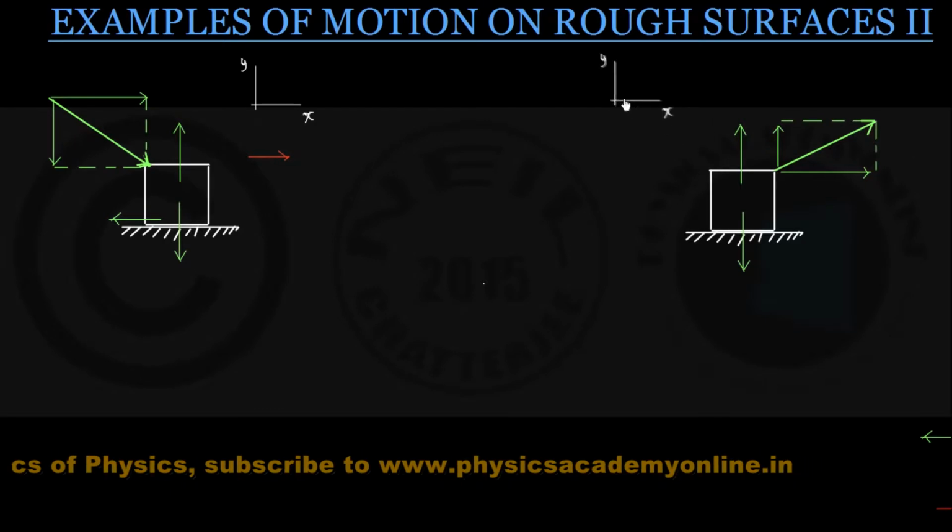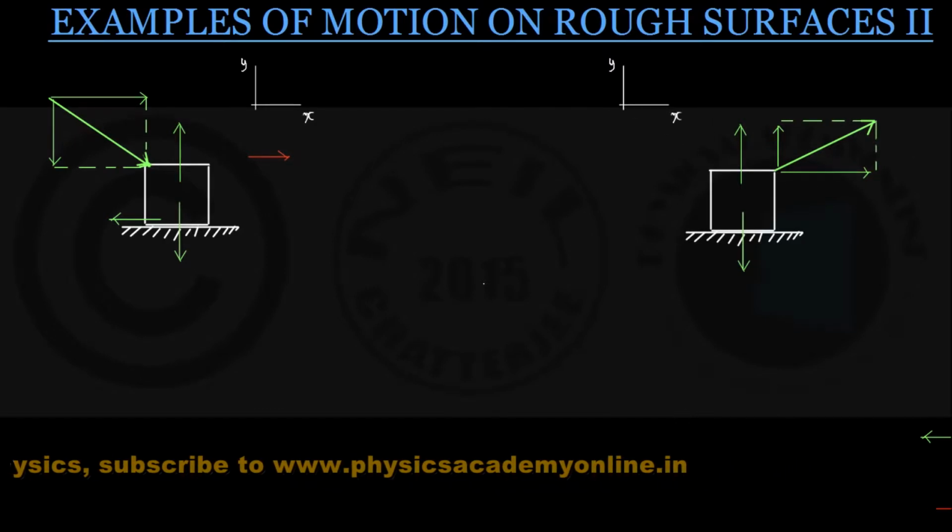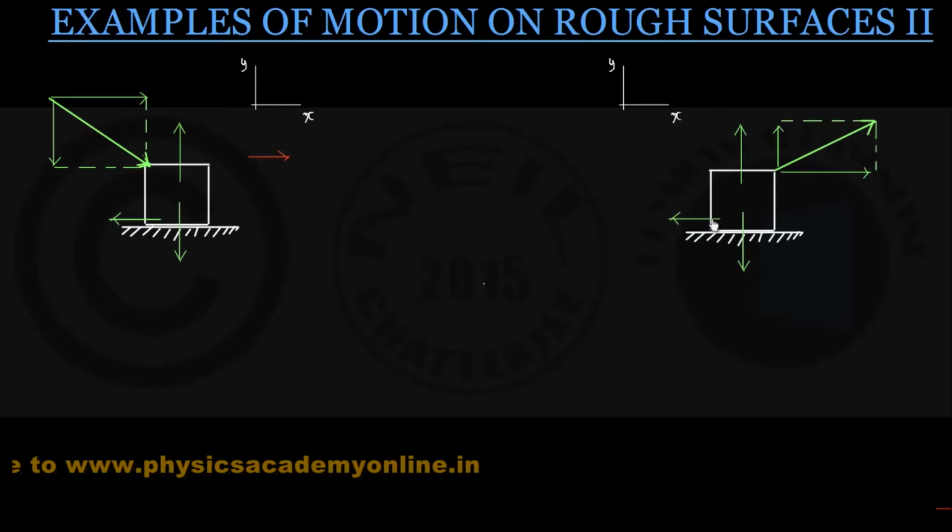Choice of coordinate system, as usual, x and y, and the frictional force coming into play in an attempt to resist the motion. And if the block or the box moves at all, then this is the acceleration of the box. So these two cases, let me name the forces.